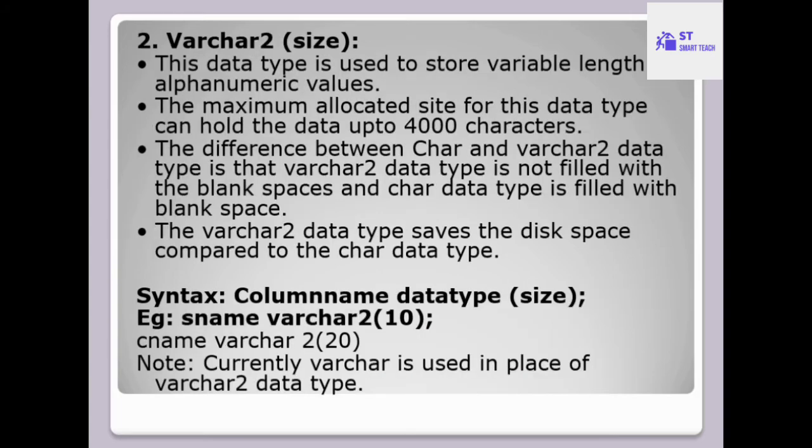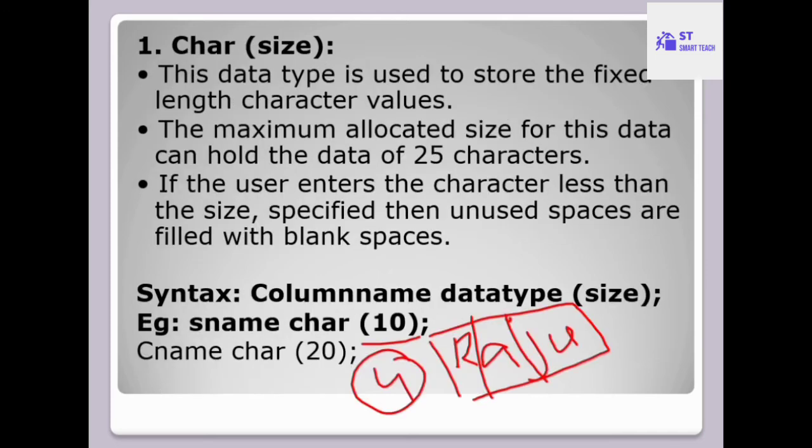Okay, next data type is the varchar2 data type. This data type is used to store variable length alphanumerical values. So here character is fixed length, which means unused memory spaces are wasted.